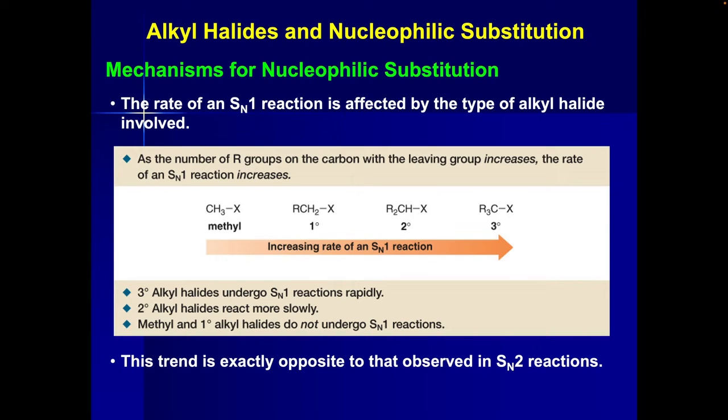This is exactly the opposite of what we see in SN2. SN2, pretty much so, is going to be methyl, primary, and secondary. Tertiary alkyl halides do not do SN2 chemistry. Okay? The nucleophile just can't get in there to kick out the leaving group in that rate determining step. It's too crowded. We call that steric hindrance.